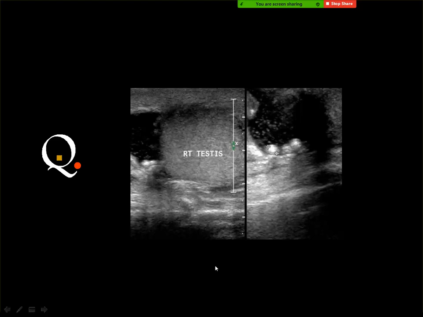What do you think of this? This is the testis, and this is the scrotum with some fluid, and there are multiple shadows here. What do you think? Fat, lipoma? No, not lipomatosis. These are stones. And you see the acoustic shadowing.